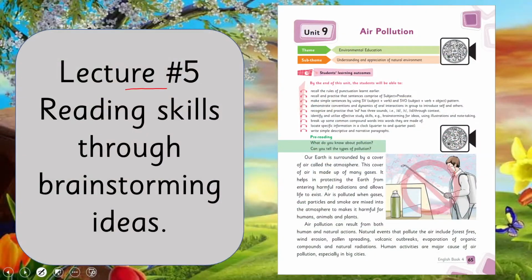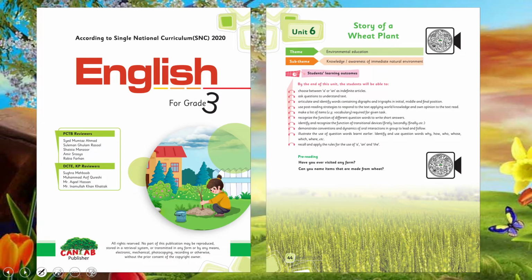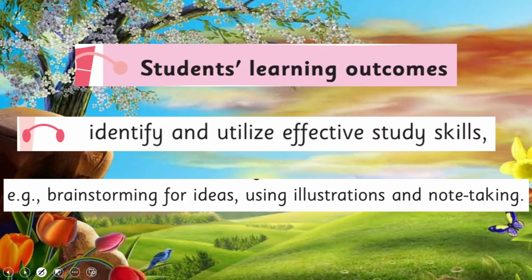Our today's lecture, lecture 5, is reading skills through brainstorming ideas. Before, in English for grade 3, we have already learned about asking questions to understand the text, the story of a wheat plant. I hope you may remember it. If not, you can watch this video lecture again.